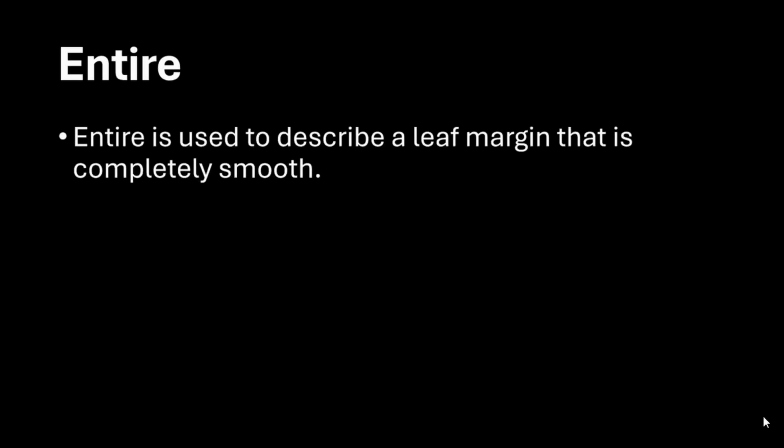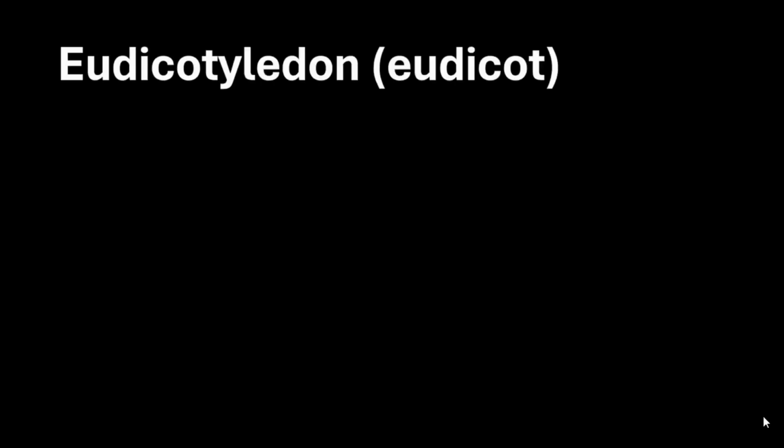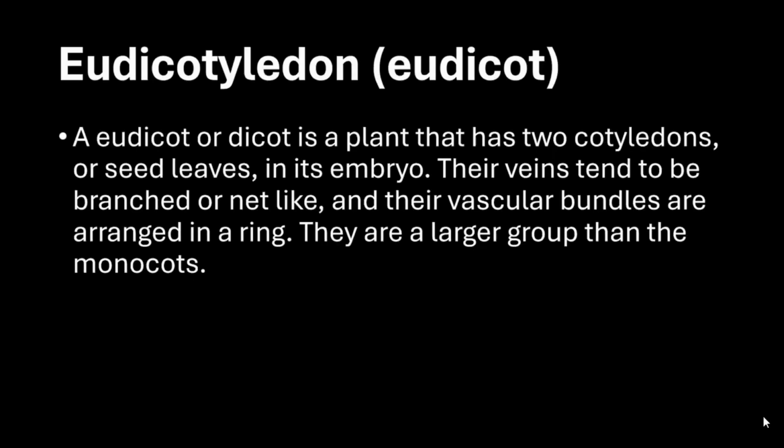Entire. Entire is used to describe a leaf margin that is completely smooth. Eudicot or eudicotyledon. A eudicot or a dicot is a plant that has two cotyledons or seed leaves in its embryo. These are the first leaves that come out of a seed. Their veins tend to be branched or net-like, and their vascular bundles are arranged in a ring in the stem. This group is larger than the monocots.